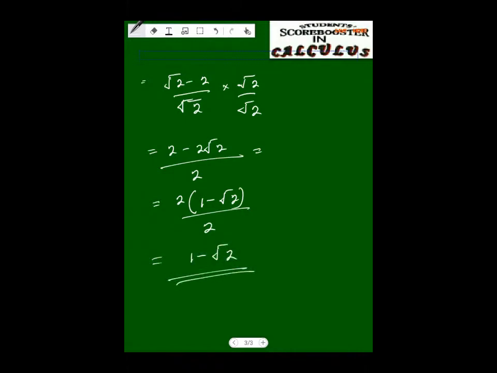Can you imagine that? So you still have to go a bit further after getting your answer to get the correct option. I hope this is clear. All right.